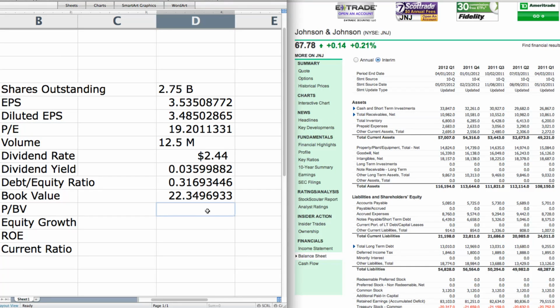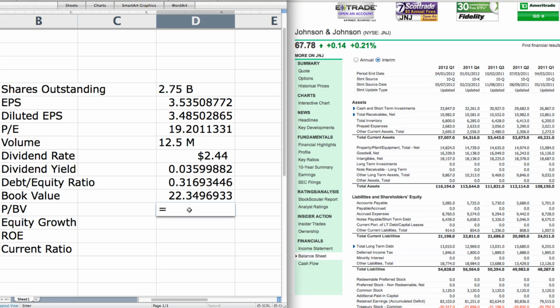The next number, the price to book value number. Now the price to book is pretty easy to calculate. All you're going to do is take the price, which is $67.78, and divide that by the book value, which we just calculated at $22.34. So let's go ahead and do that.